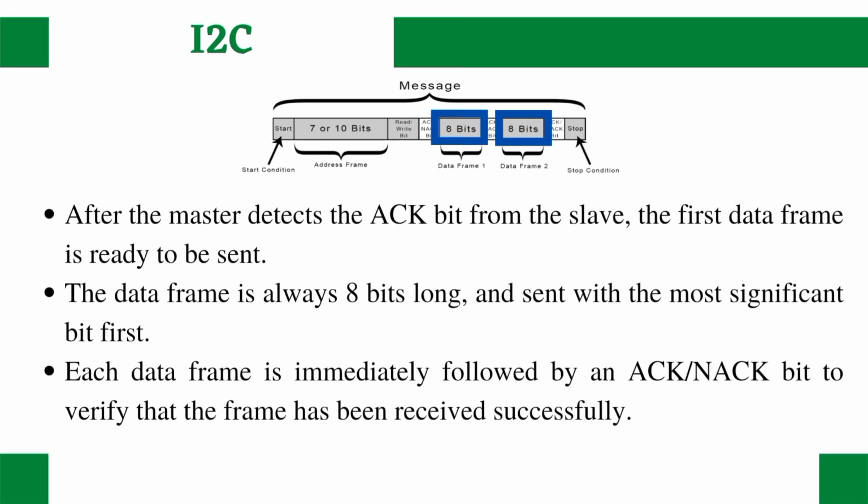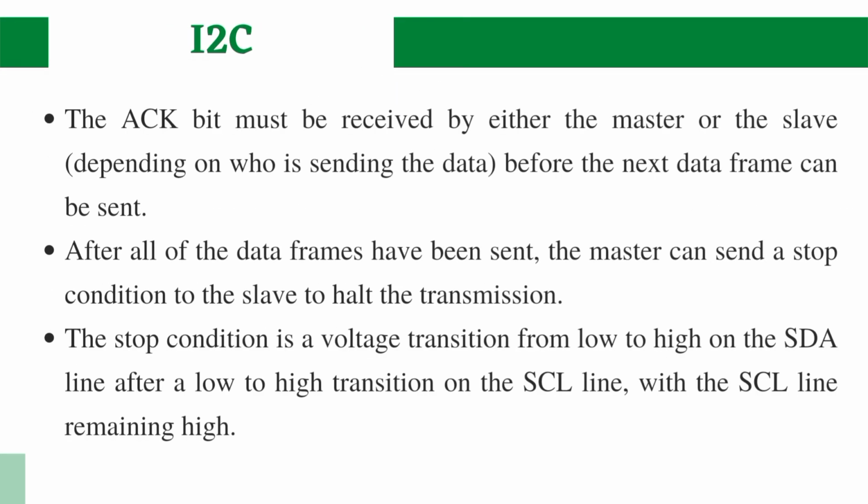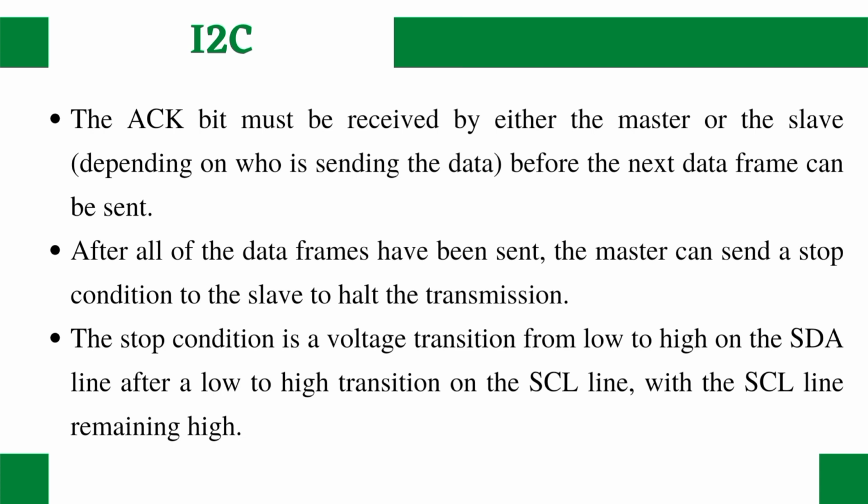After the master detects the acknowledge bit from the slave, the first data frame is ready to be sent. The data frame is always 8 bits long and sent with the most significant bit first. Each data frame is immediately followed by an acknowledge or no acknowledge bit to verify that the frame has been received successfully. The acknowledge bit must be received by either the master or the slave, depending on who is sending the data, before the next data frame can be sent.